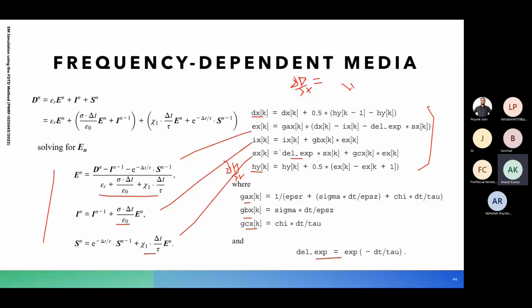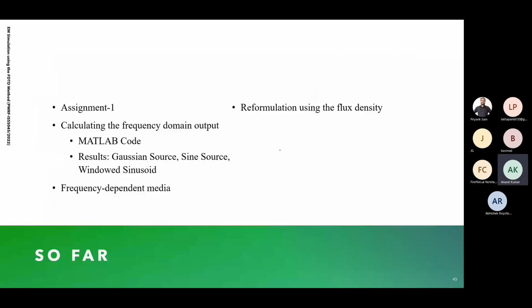We'll go to Jay's question, doubts on the assignment. So Abhishek, since you missed your class, today we discussed the assignment, and then we discussed the frequency. How do we get the frequency domain results from the time data? We went through the MATLAB code for performing FFT, and saw results using Gaussian source, sine source, and windowed sinusoid. Then we started with the frequency dependent media and the reformulation using flux density.